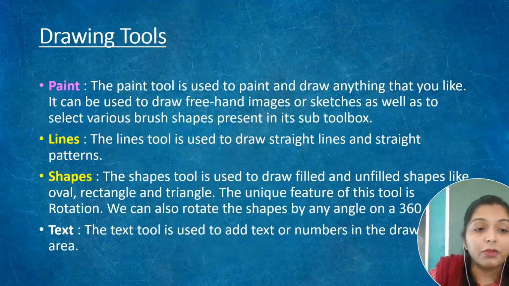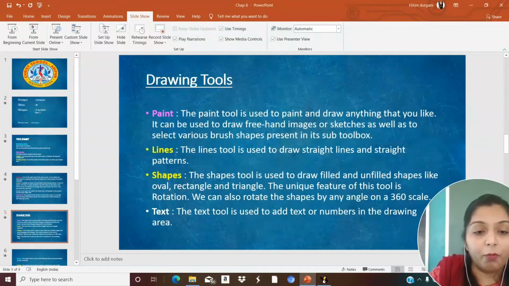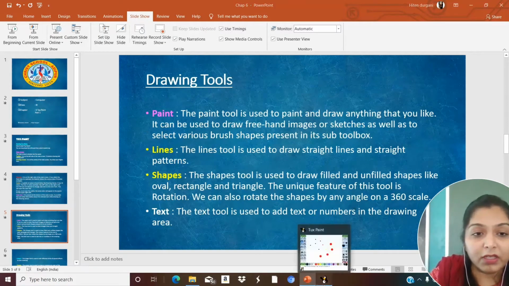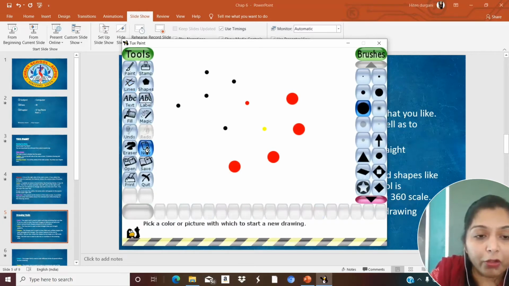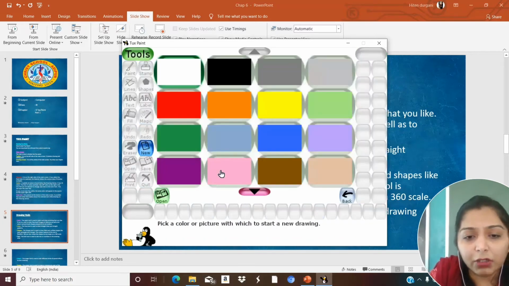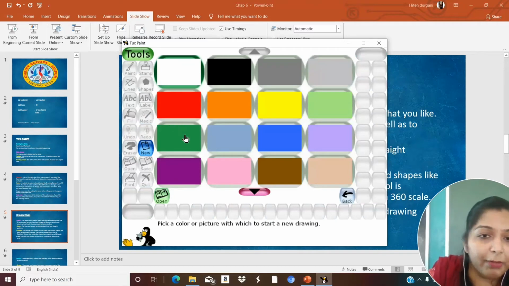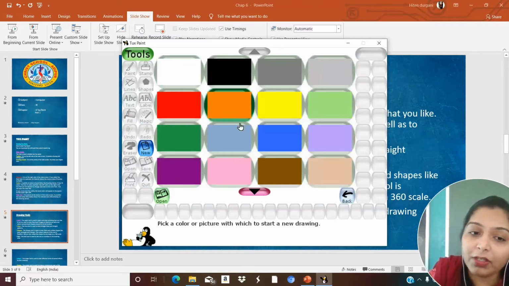Now, these four drawing tools, first we will see in the practicals, okay? Then we will move on further. This is the Tux Paint. Now, I will open a new document. Which color do you want me to choose? Tell me fast. Orange? Okay.